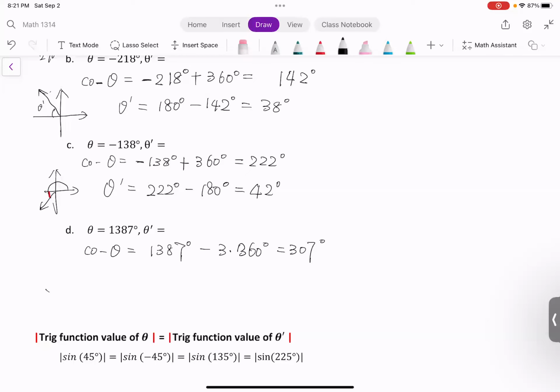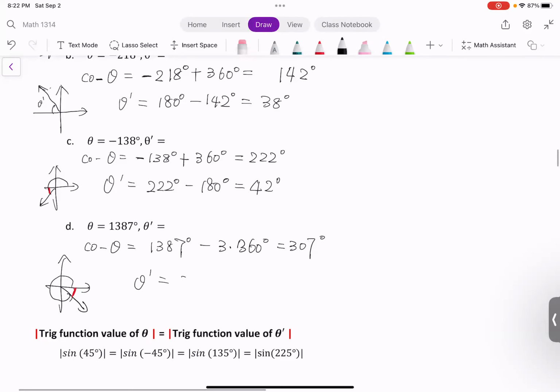So where is 307? The angle is in the fourth quadrant, from up here all the way here. So how to find its reference angle? Its reference angle theta prime is 360 minus 307 degrees. So I'm getting 53 degrees.